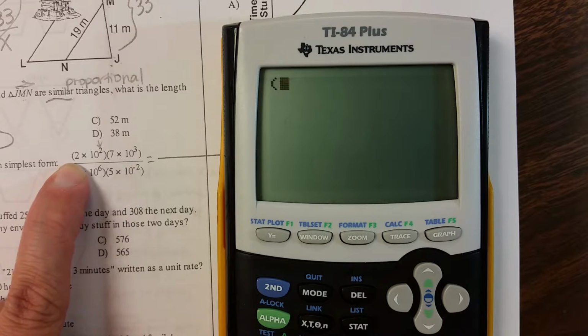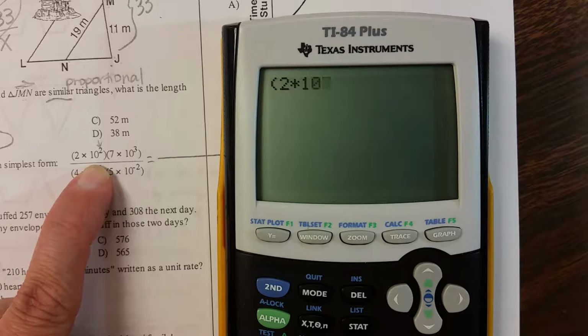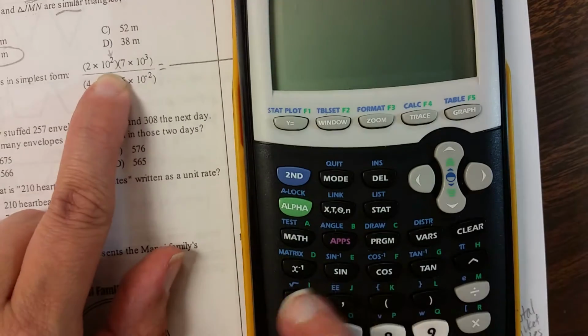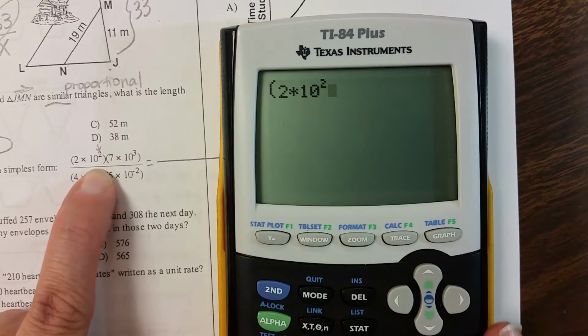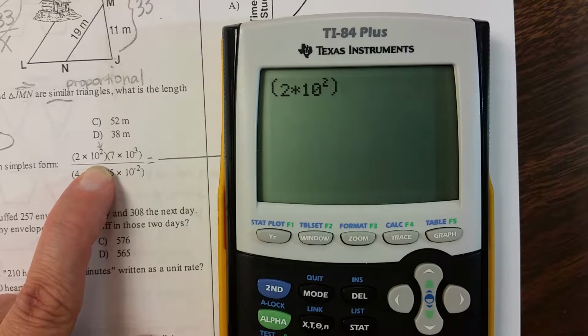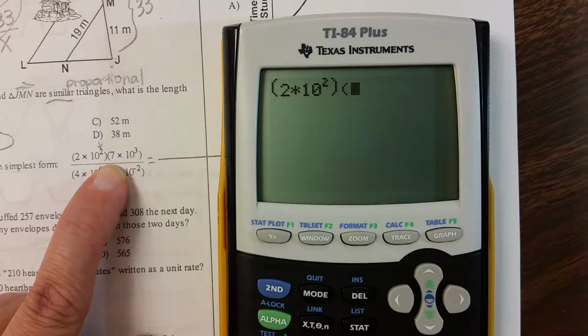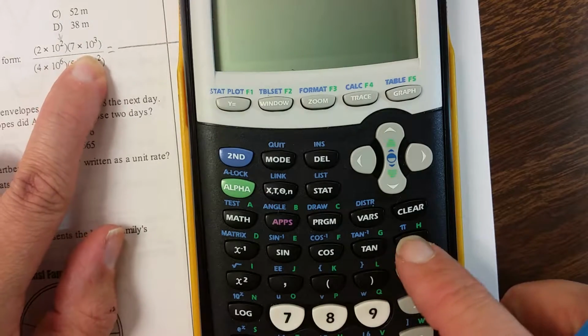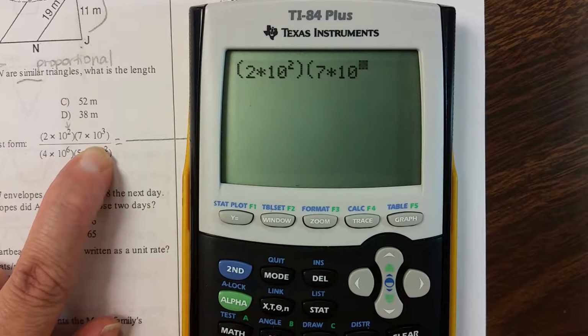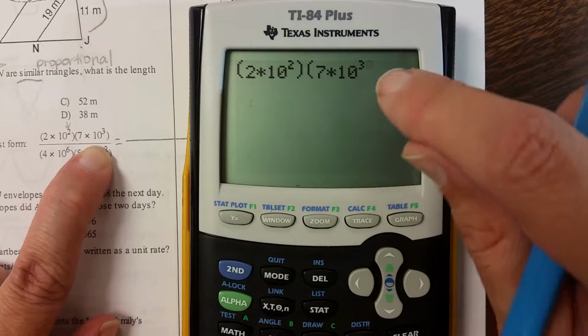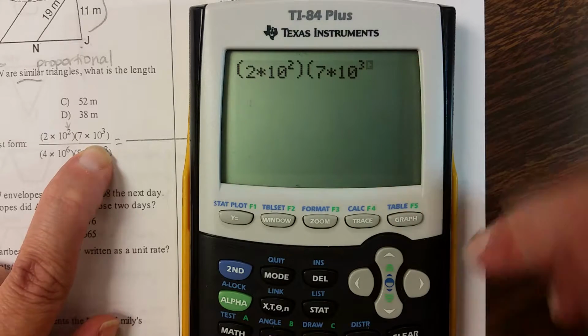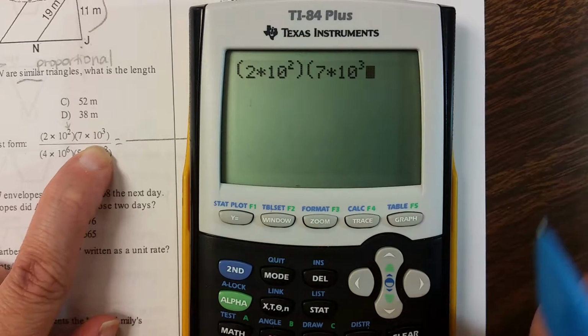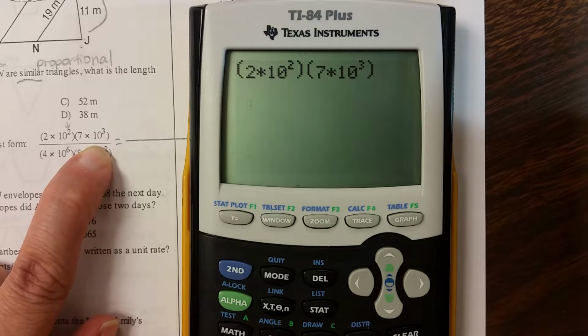Open parentheses, 2 times 10 squared. So I have a square button. Notice this is the one I used for that one since it was raised to a 2. And then I can go ahead and close that set of parentheses. I open parentheses, 7 times 10. This time I'm going to have to use that little housetop button so I can raise it to a 3. And then you'll notice how that cursor stayed up there with the 3. I need to arrow over so that it scoots back down so I can close my parentheses.